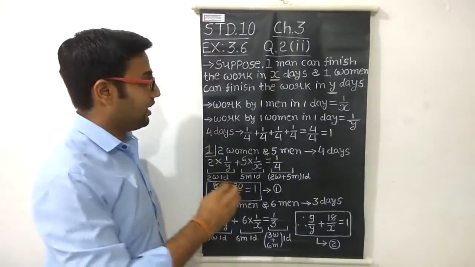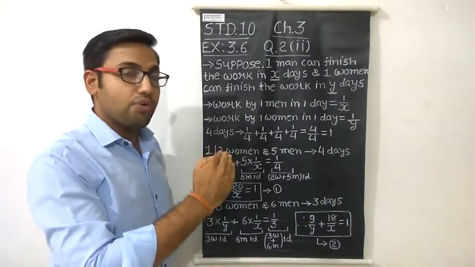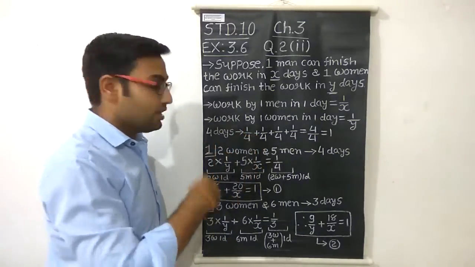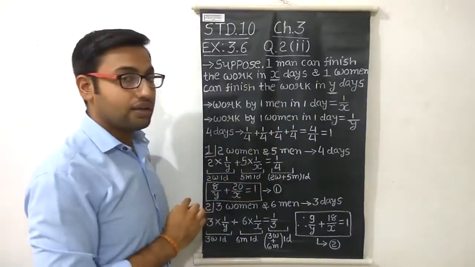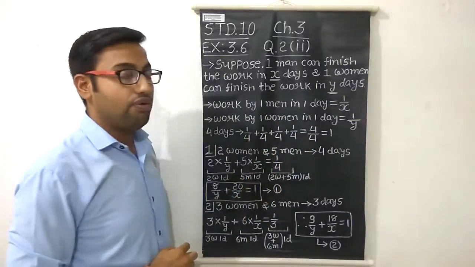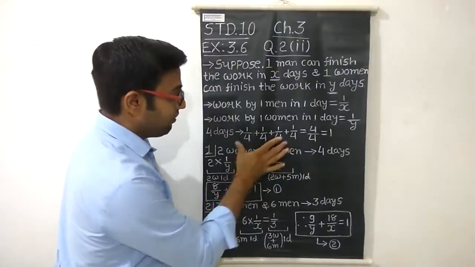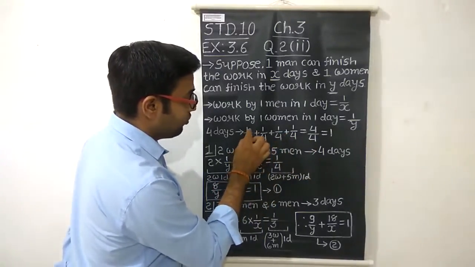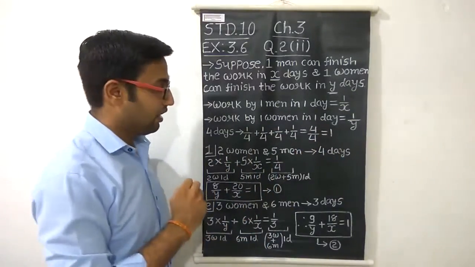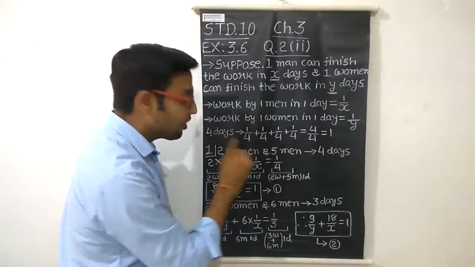Let's suppose that one man can finish the work in 4 days, right? So on average, he can finish 1 upon 4th part of the work in 1 day. Second day also 1 upon 4th part, third day also 1 upon 4th part, and fourth day also 1 upon 4th part. Now if we add the total work of 4 days, we get 4 as the LCM, and in the numerator 1 plus 1 plus 1 plus 1 is 4, that is equal to 1. 1 means the total work. This is the fraction of work. Whole work is 1, and 1 day work is 1 upon 4.